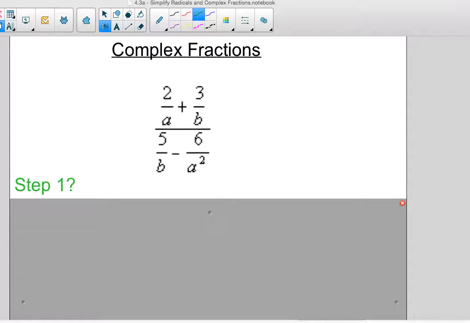All right, so complex fractions, which is really the key part of today's stuff, is basically you have a fraction, and then you have fractions within the numerator and/or denominator. So if you have to rationalize this, basically what you want to do, step 1, is get it so that there's only one fraction in the numerator and one fraction in the denominator. So here I have 2 over a plus 3 over b. I want to get this so it's just one fraction.